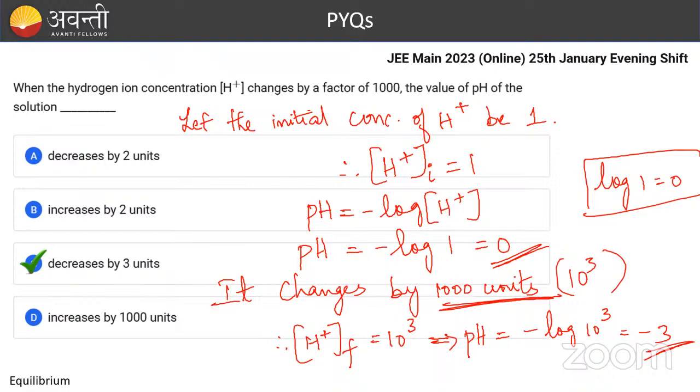Pragati, you are going for A and B. Can you understand now? I hope it is clear now.